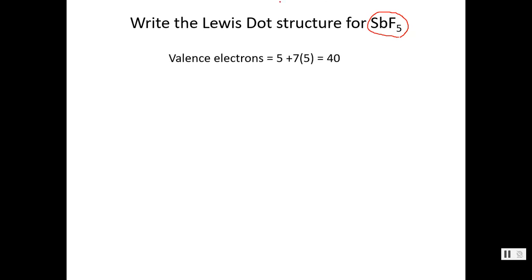First things first, figure out the number of valence electrons. Sb, antimony, is in group 5. It contributes 5 valence electrons. Fluorine is in group 7. There's 5 of them, so they contribute 35 to get a total of 40 valence electrons for my structure. I start by putting my first atom as the central atom. Scatter my outer atoms around it. I've got 5 fluorines, so I've scattered 5 fluorines around.